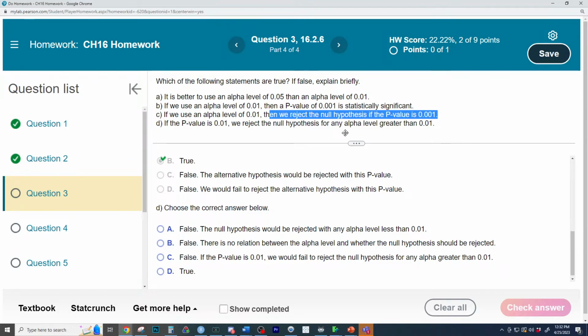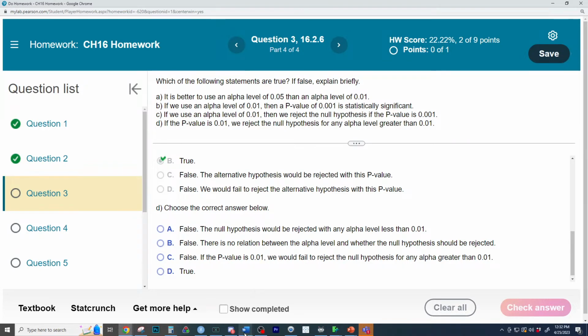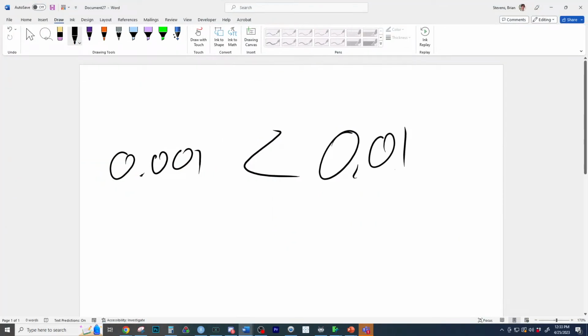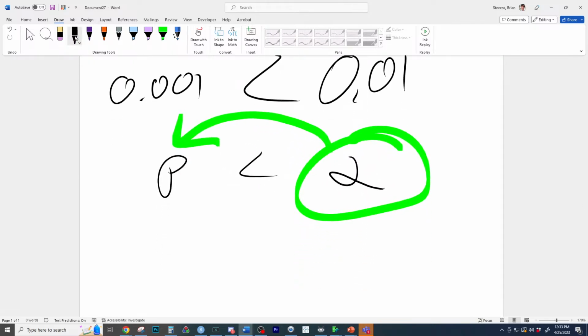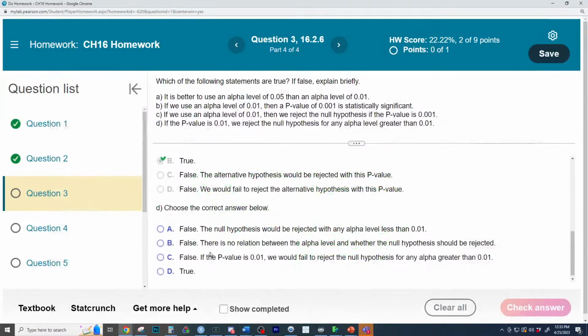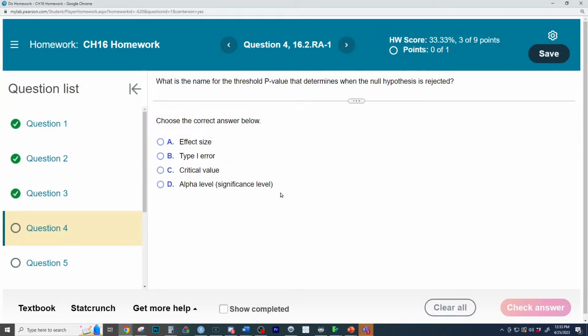Wait. Oh my gosh. See, now they're reversing it. They're saying, here's your p-value, and you have an alpha level greater than this. Although I don't love the way that's worded, they're saying if your alpha level is greater than your p-value, you reject the null, which is not the way I word it. They're just seeing if you really know these concepts. Once again, sometimes they word it in a tricky way.